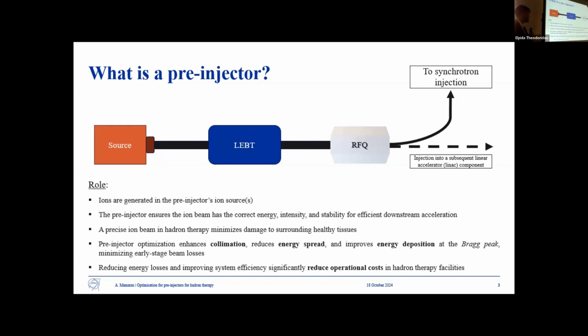As we have already seen today, in hadron therapy, it is very imperative to have a precise ion beam in order to minimize the damage to the healthy tissue. And for this, it is a necessity to optimize the pre-injector, to improve the beam quality, to reduce the energy spread of the beam, as well as to be able to deposit the energy exactly on the area of the cancerous tumor. By this, we can also minimize the beam losses, and by reducing the losses and improving the overall efficiency of the system, we can drastically reduce the cost of a hadron therapy facility.